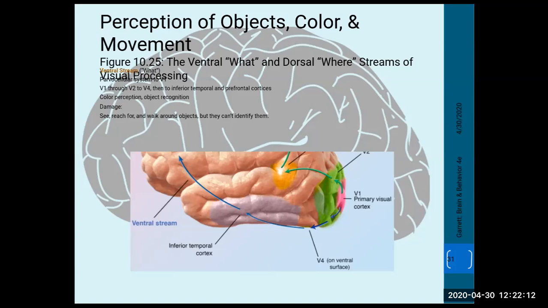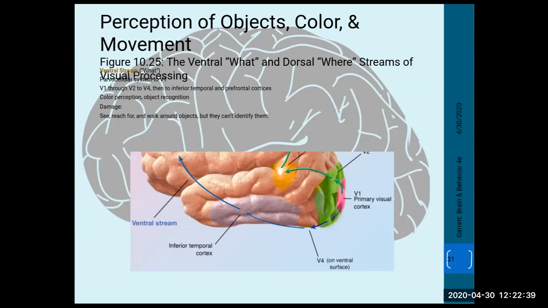So this ventral stream, which stays low, ventral, towards the stomach, bottom of the brain, stays low in the occipital lobe to the temporal lobe, and then goes up to the prefrontal cortex. So V1 through V2 to V4, and then this inferior temporal cortex. This allows us to know what an object is that we're looking at. So we have color perception and object perception.